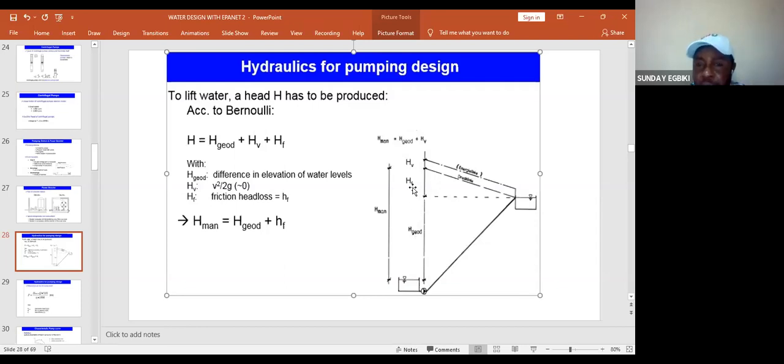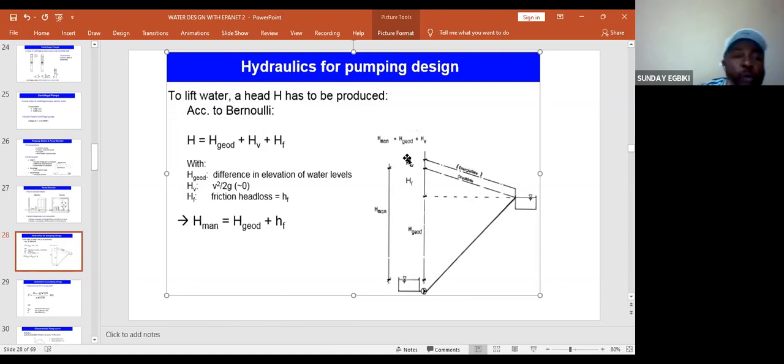We have the pressure head, which is P divided by rho g, and the velocity head, which is V squared divided by 2g. To get the full pump head, it is a summation of the geodetic head plus the pressure head plus the velocity head. The pressure head plus the geodetic head is what we call the manometric head. But all three sum up to give you the total head.